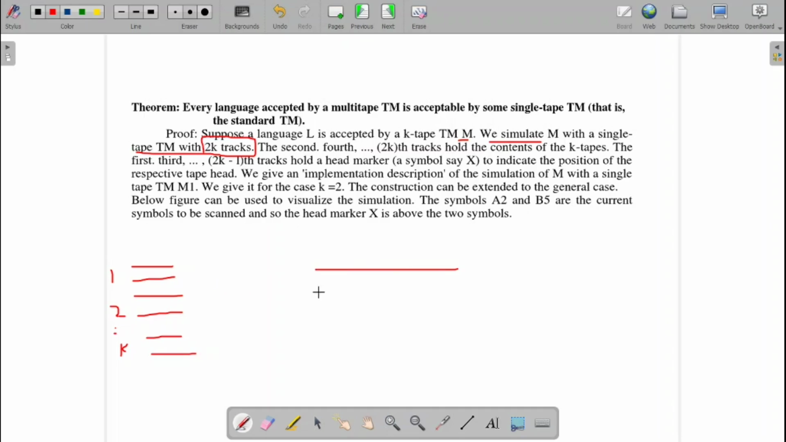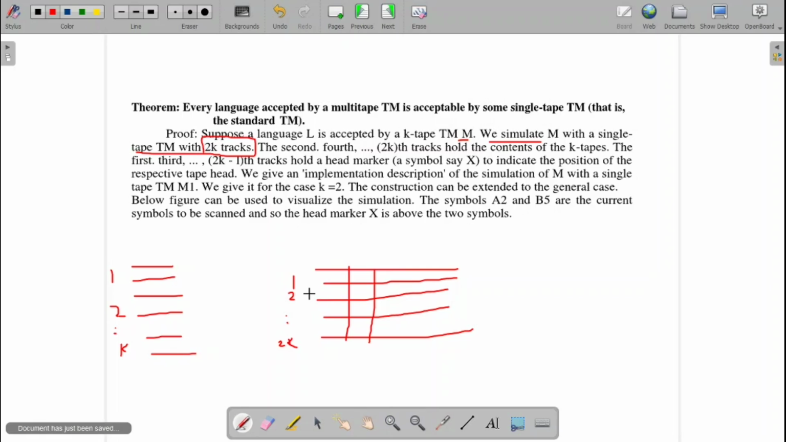Those K tapes will be simulated with the help of 2K tracks, 1, 2, going up to 2K. A 2K track machine is a single tape but multi-track Turing machine. All the even tracks, that is the second, fourth, sixth, up to the last one, 2K, will hold the content of the K tapes.